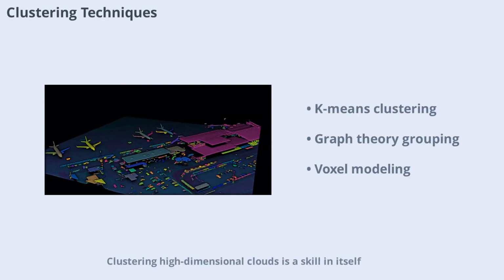Clustering high-dimensional clouds is a skill in itself. K-means and graph theory methods allow for connectivity-based grouping, while RANSAC cleans planes out of noisy data. Indoor shape detection and voxel modeling automate the structuring of point clouds. These techniques enable fast, efficient segmentation, preparing data for deeper analysis and machine learning. Mastering clustering tools is essential for robust spatial AI pipelines.